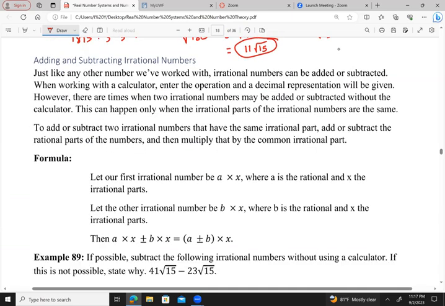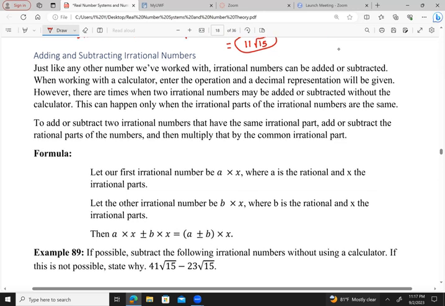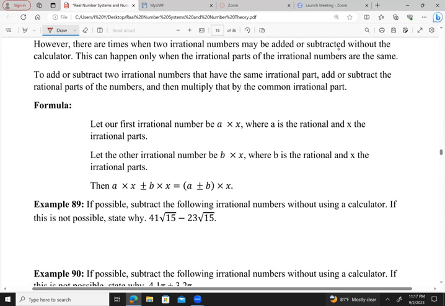To add or subtract two irrational numbers, they have to have the same irrational part. Add or subtract the rational parts of the numbers, then multiply that by the common irrational part. So let our first irrational number be a times x, where a is the rational part, x the irrational part. Let the other irrational number be b times x, where b is the rational and x is the irrational part. Then a times x plus or minus b times x is simply a plus or minus b, times x.